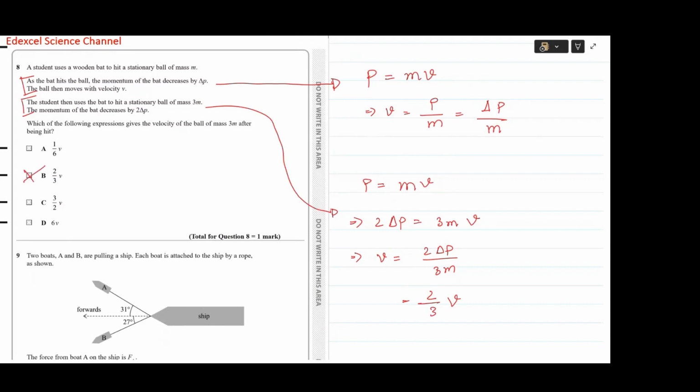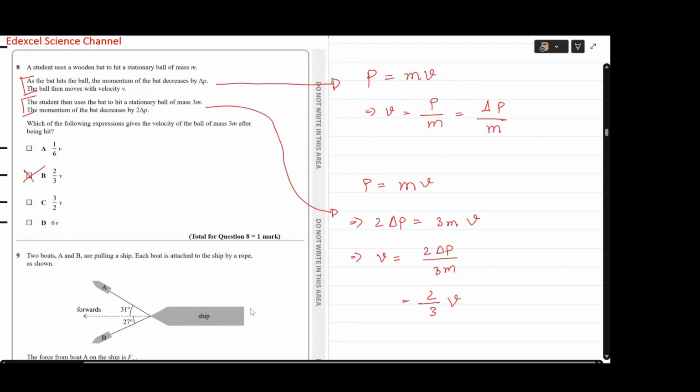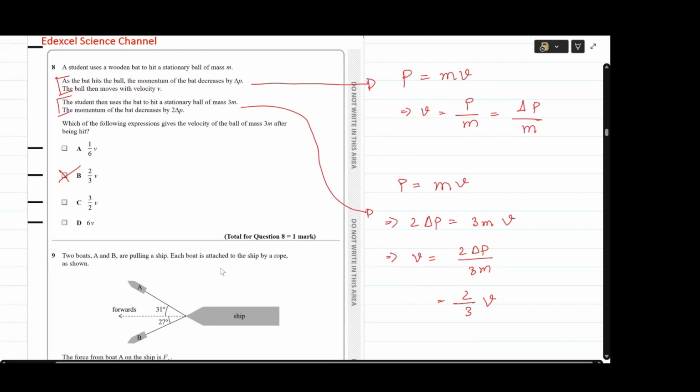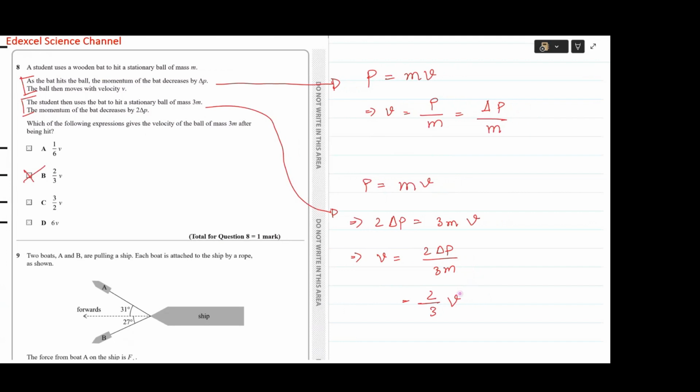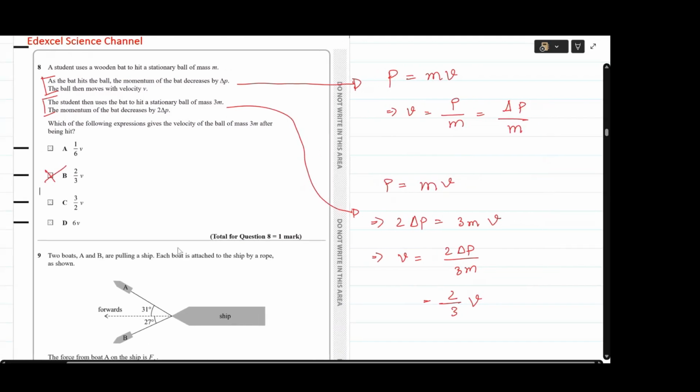A rule of thumb for any question like this would be that if there are two scenarios, you try to find for both of the scenarios what the question asks you, and then you can just substitute between them. That will give you the answer for sure.